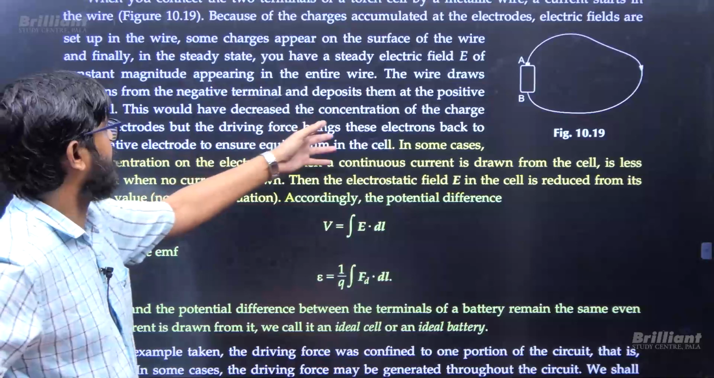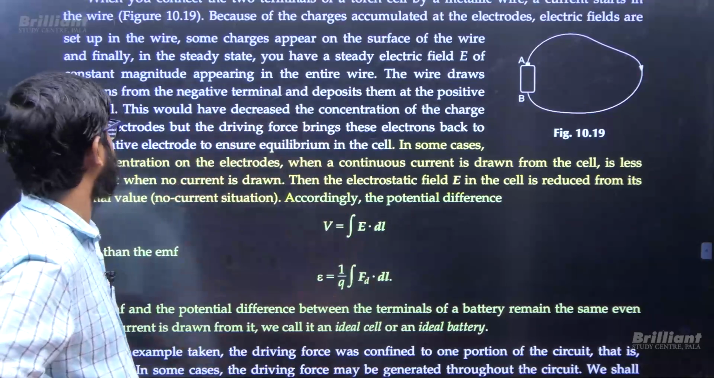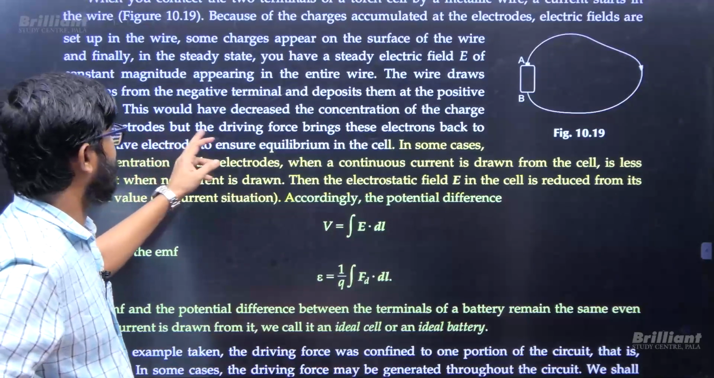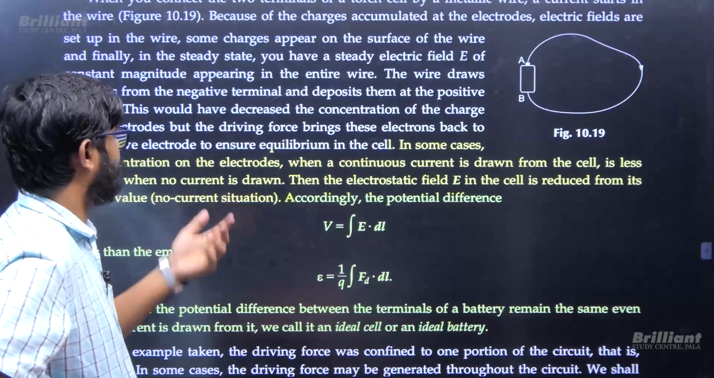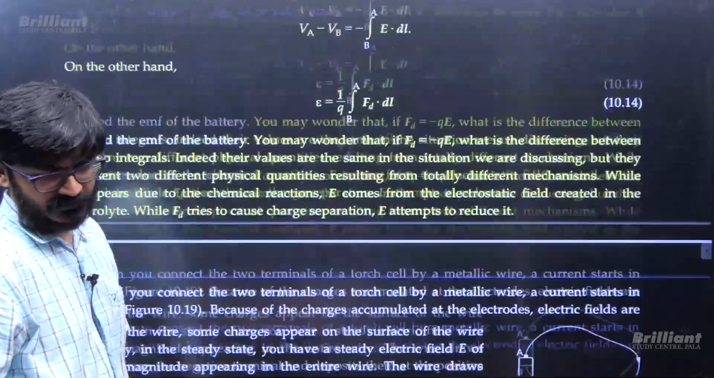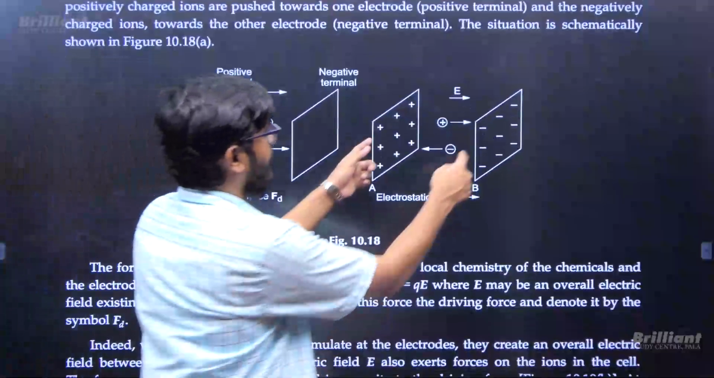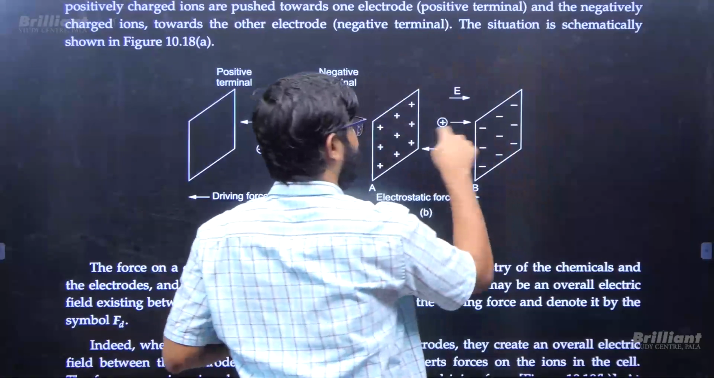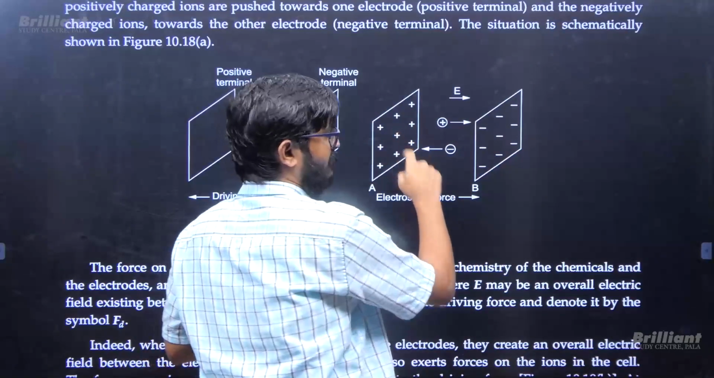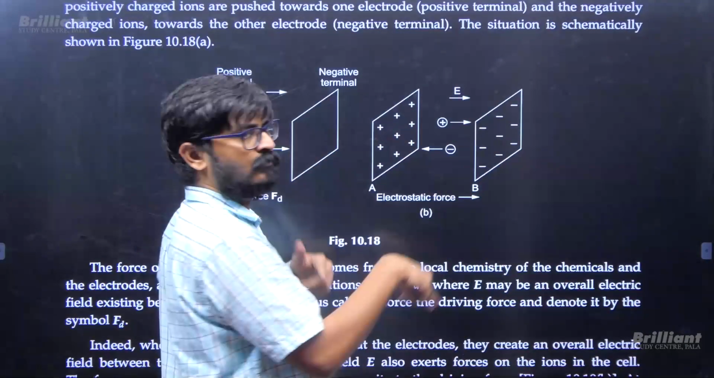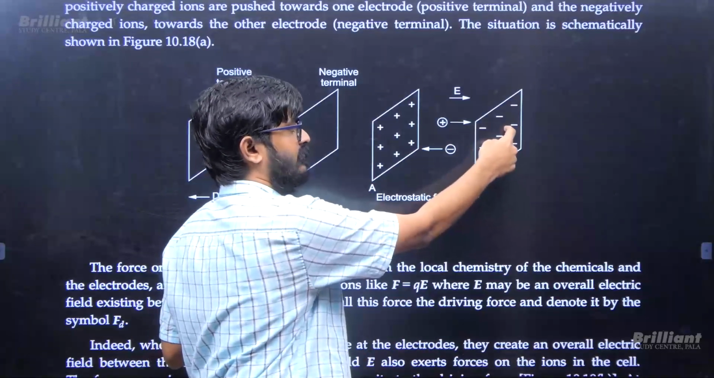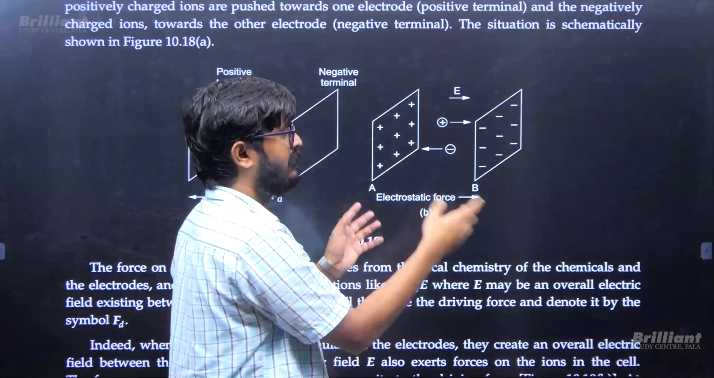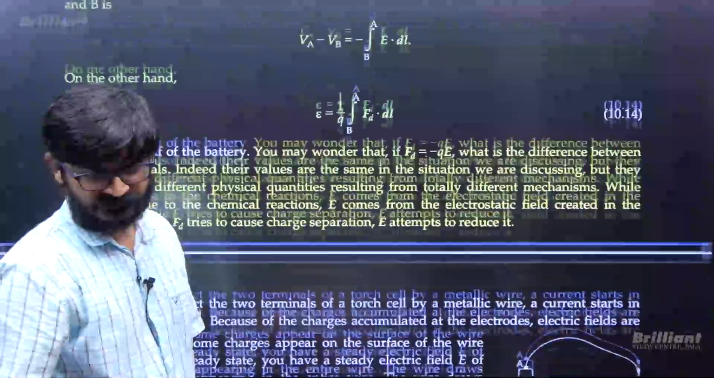Yes, this would have decreased the concentration of the charge on the electrodes, but the driving force brings these electrons back to the negative electrode to ensure equilibrium in the cell. So what we understood is, when you connect these two by a wire, the electrons will flow this way, the number of electrons will reduce here and positive charges will reduce here. So the driving force will become more than the electrostatic force, and it will try to push more negative charges here or more positive charges here to make it equilibrium again.